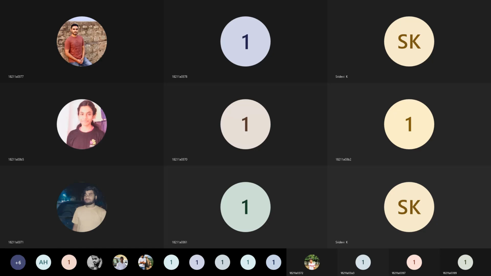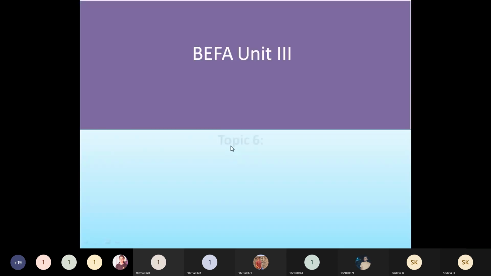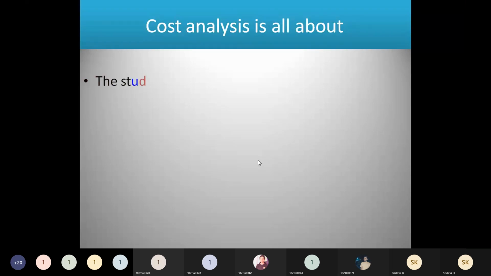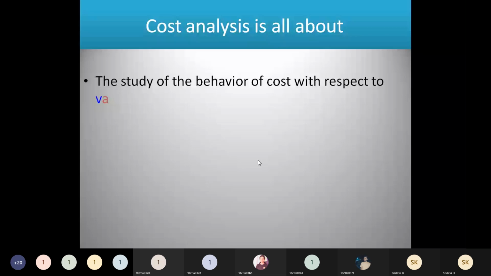So the next concept that we are going to discuss is cost analysis. Can anyone say what is cost? The cost is nothing but the expenditure that you are going to spend in your production on all the inputs, whatever the amount that is spent for producing a particular product. So that is nothing but the cost.